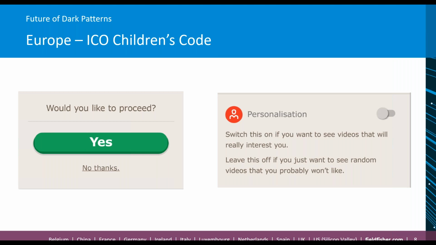So there's another clear example: big green yes and tiny gray no, and then some emotional language on the one on the right. So this is assuming it's aimed at a kid. You want to see videos you like or just random rubbish, to encourage them, obviously, to click the personalization toggle. It's aimed at under 18s. You have to have some way of verifying users if your service may be accessed by them. And I believe the ICO's opinion is if you can't verify a user, you have to assume they're a child. Therefore, you'd have to apply the code in full.